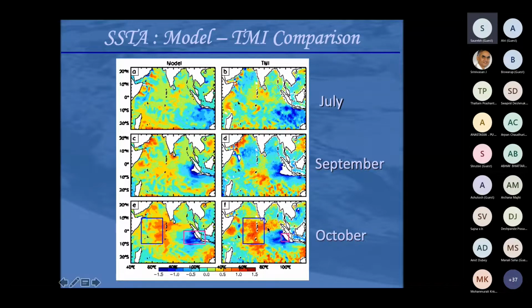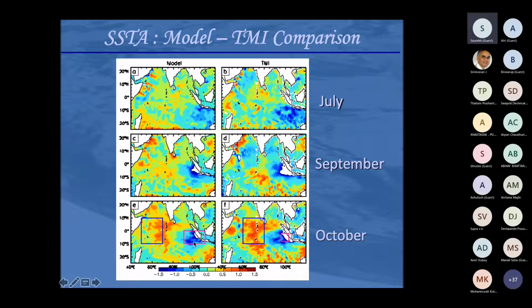There are two things to notice here. One is the evolution of this cold patch of SST, and the second is the maximum, when the cold patches have persisted. If you look at the evolution, you see some signals of the cold SST patch in July. It strengthens in September, and reaches its peak by October. So this is in observations, and this is in the model.